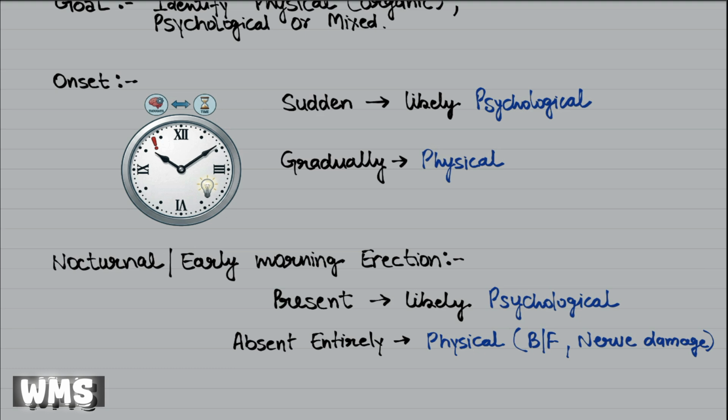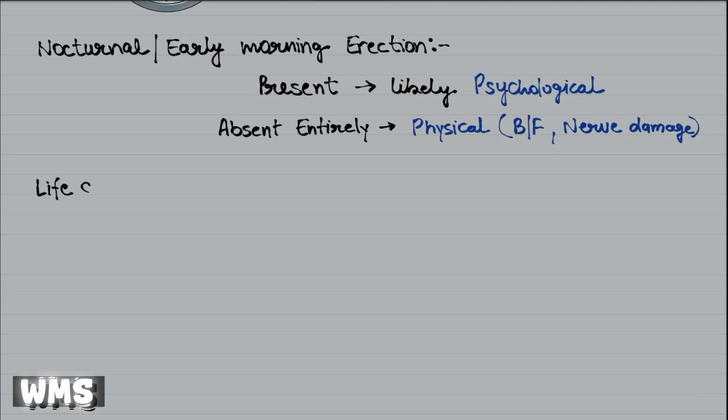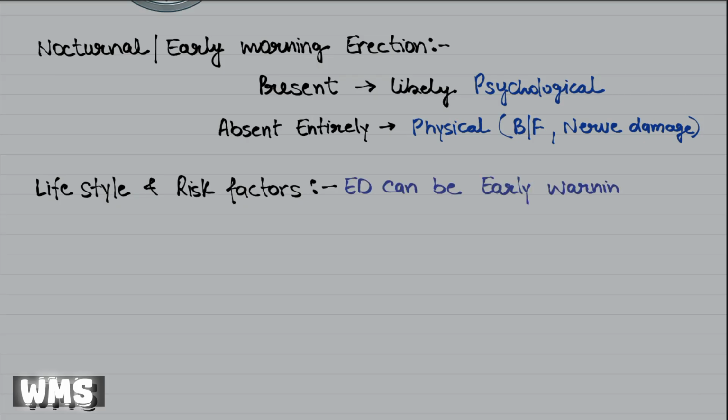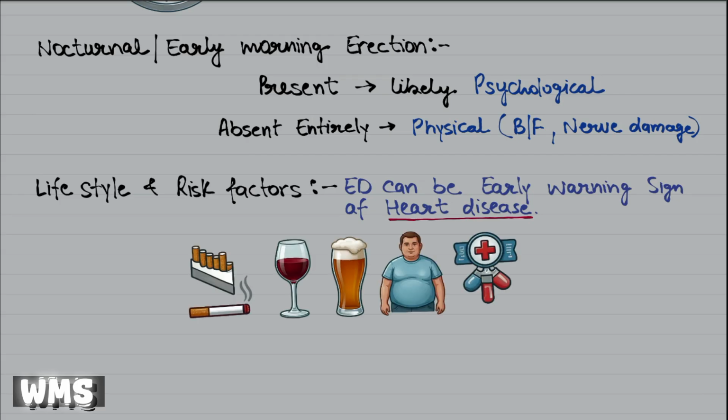While taking history, it is important to assess lifestyle and risk factors because ED is often closely linked to vascular health. In fact, ED can act as an early warning sign of cardiovascular disease, since the penile arteries are smaller and tend to get affected earlier than coronary arteries. So we should always ask about habits like smoking, alcohol use, and obesity, as well as chronic conditions such as diabetes and hypertension.